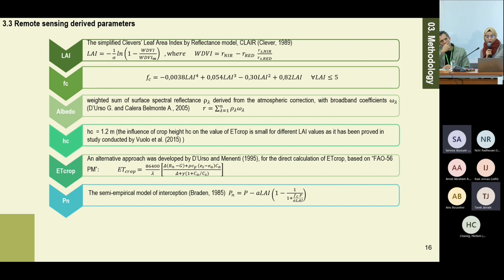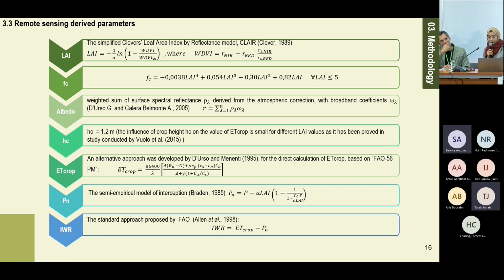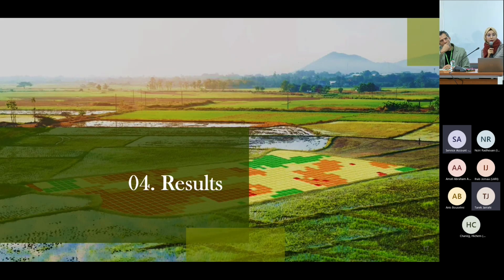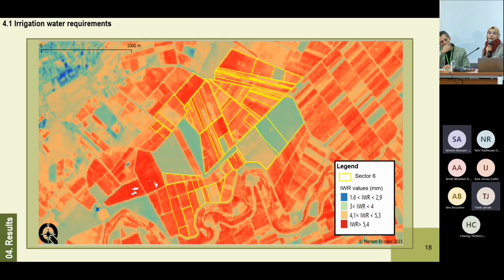So the effective rainfall was calculated using the semi-empirical model of interception, and finally the irrigation water requirements were estimated using the simplified approach by FAO. For the results, this is just an example of the map of the irrigation water requirements, where we have the distribution of our values. We have there our sector, our study area, and then the distribution of the values of irrigation water requirements.